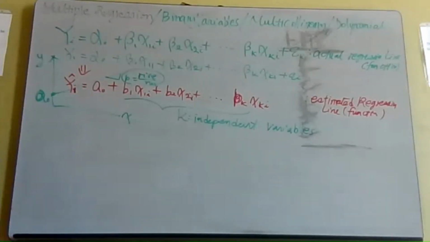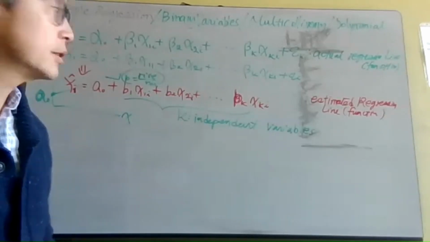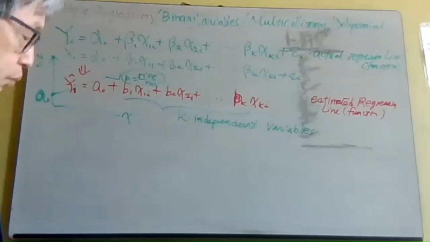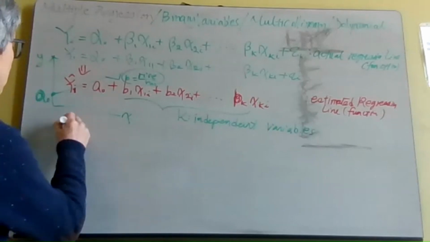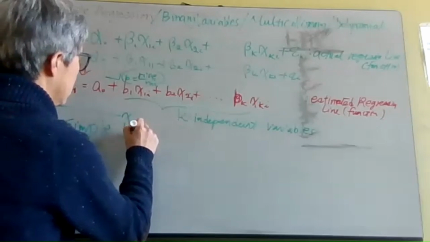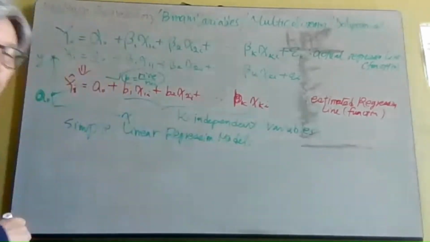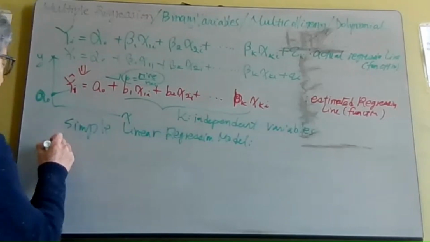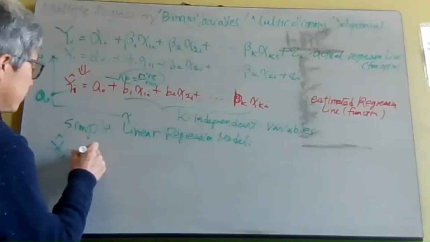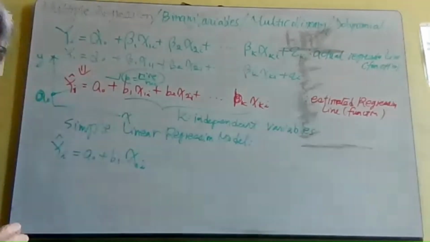So let's go with the sample from the textbook. We have three independent variables, and then we have 11 observations. So what is our simple linear regression model? If you just run the regression analysis with the first independent variable, then your predicted value of y will be a0 plus b1 x1 for the ith observation.